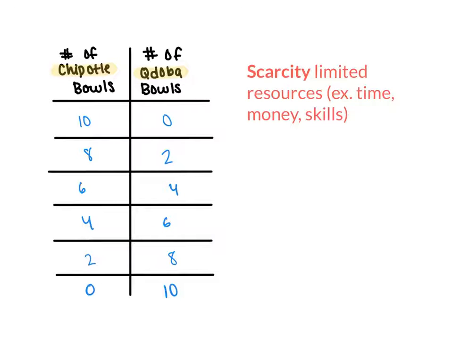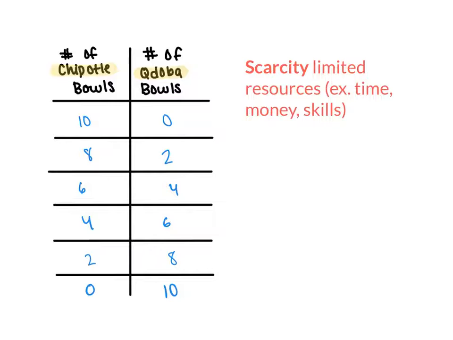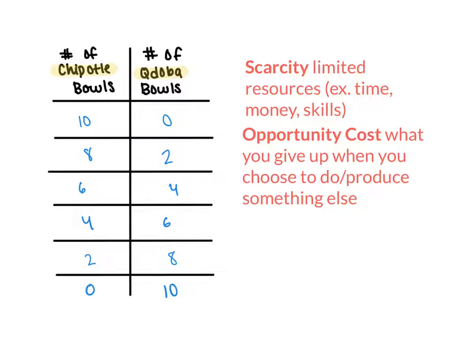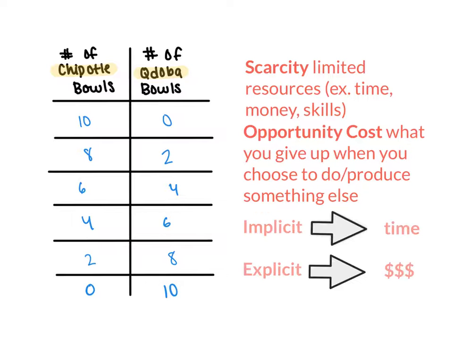And this is because of scarcity, which is basically limited resources, whether it be time, money, or skills. And because we have scarcity, every choice we make involves an opportunity cost, which is basically defined as what you give up when you choose to do or produce something else. You can have implicit opportunity costs, which aren't money related, or you can have explicit opportunity costs that have monetary value.